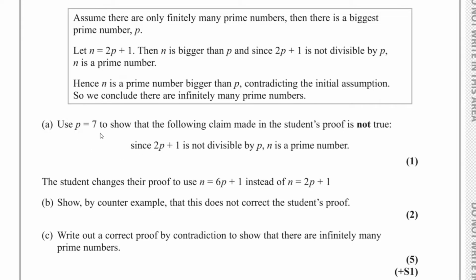Part A, use p equals 7 to show that the following claim made in the student's proof is not true. Since 2p plus 1 is not divisible by p, n is a prime number.